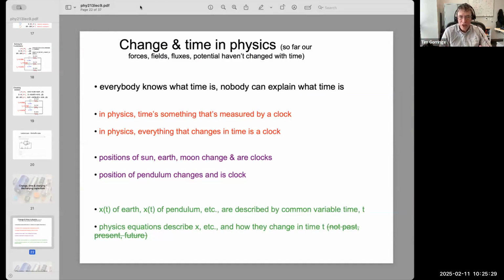I want to talk about change in physics and time in physics. There's an interesting thing that has happened over these first almost nine lectures now. At the very beginning of the semester, I said that this course, 213, is going to be about dimensions of nature: space, which is three-dimensional, time, and then there was charge.